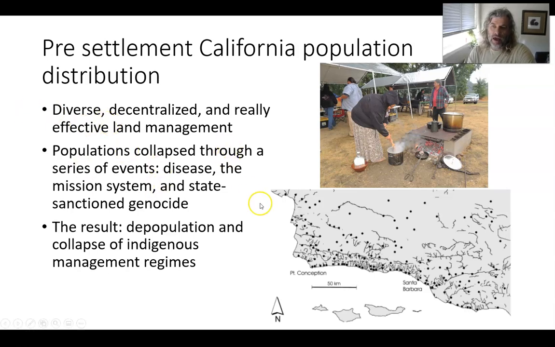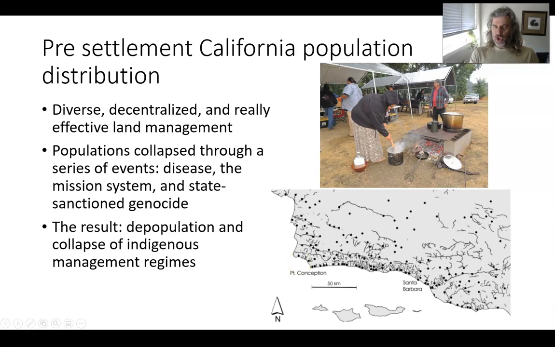Now, populations of California indigenous people collapsed through a series of events. Disease, some accidental, some possibly introduced intentionally. The mission system depopulated the landscape. And most tragically, and really hardest to talk about, it was a state-sanctioned genocide of indigenous people that occurred in the late 19th century.